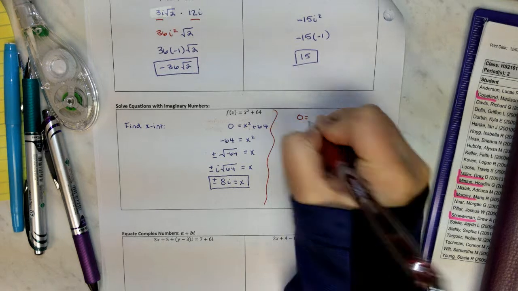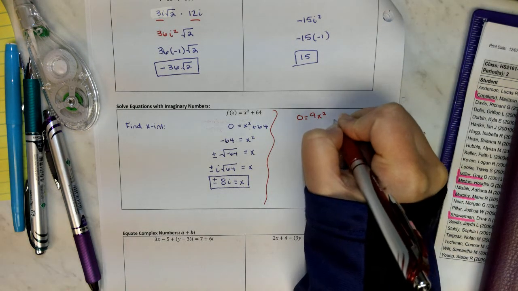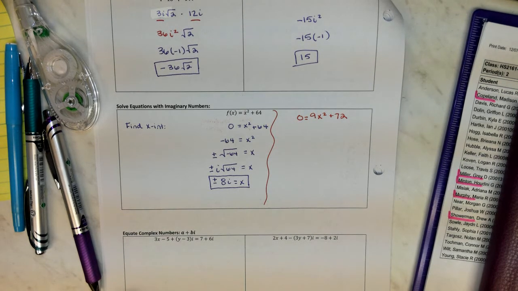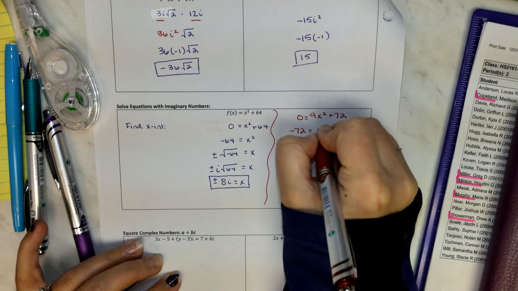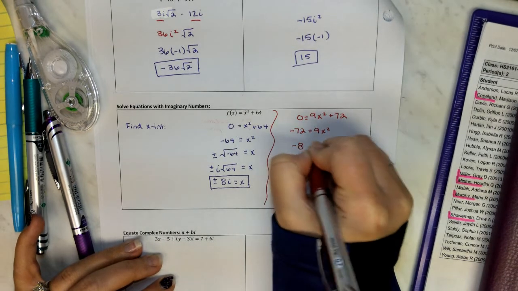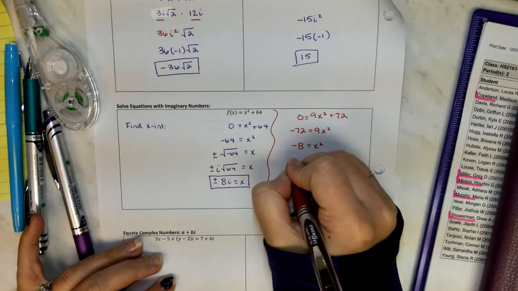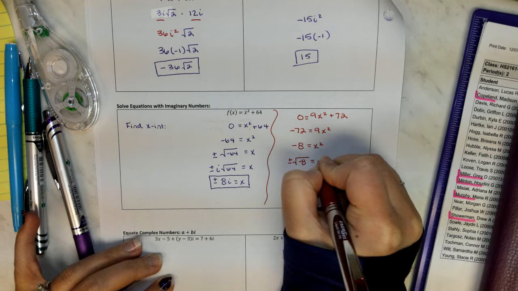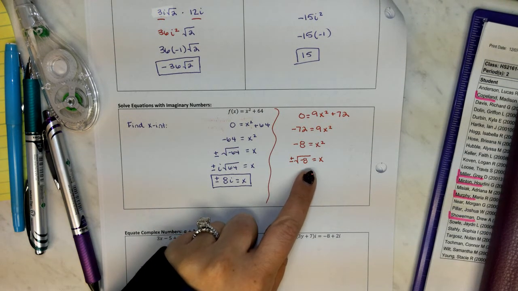So if I gave you 0 equals 9x squared plus 72, we also have to solve this one. So subtract 72 on both sides. Divide by 9 on both sides. Square root both sides. Now at this point, when you take the square root of both sides, that's when you have positive or negative the square root of negative 8.